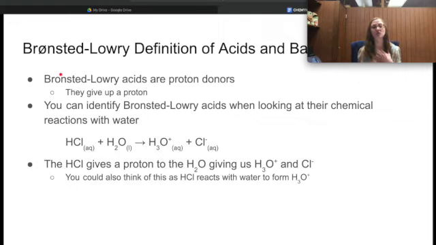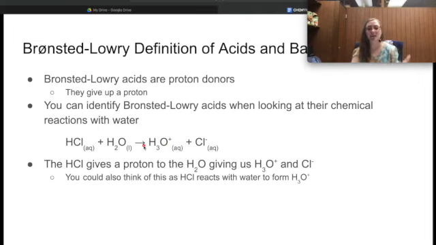A lot of times when we are looking at Bronsted-Lowry acids and bases, we're going to want to look at their chemical reaction with water to determine if they're an acid or a base, or how they're acting in this specific reaction. So, for example, HCl, which we considered to be an Arrhenius acid. We know that when we dissolve it in water, it forms H plus and Cl minus. However, if we want to consider its reaction with water, we could say that HCl plus H2O yields H3O plus and Cl minus.